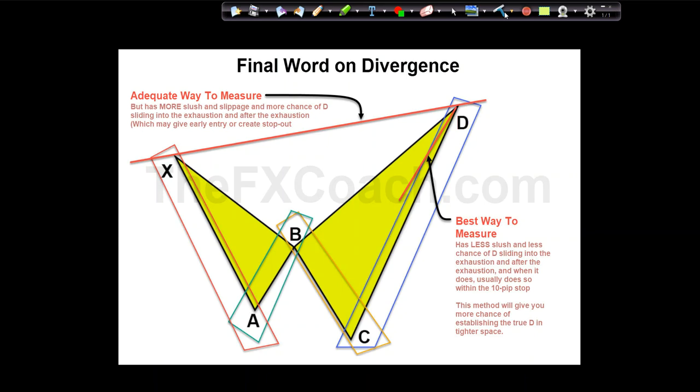So if you want precision entries, then you need to measure inside that Charlie Delta channel.